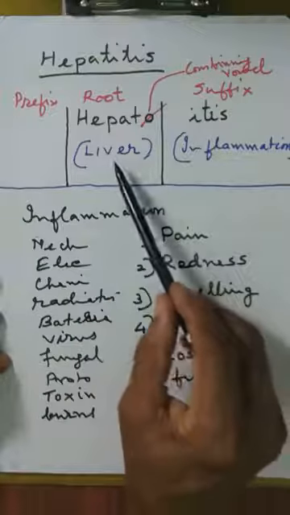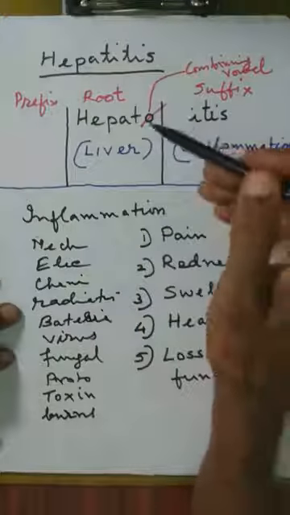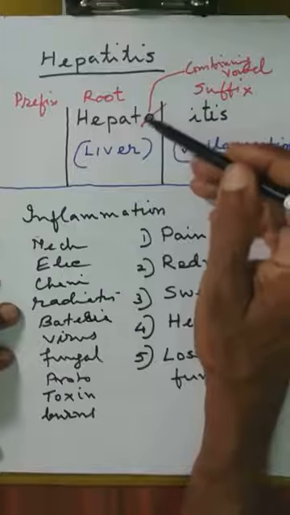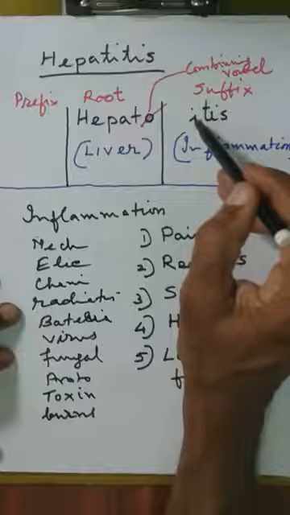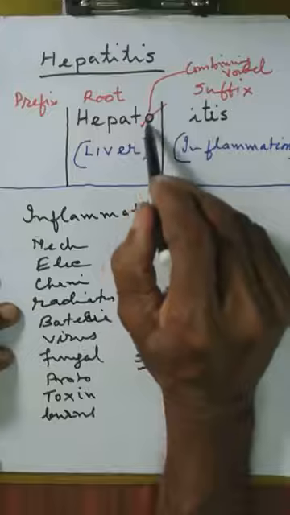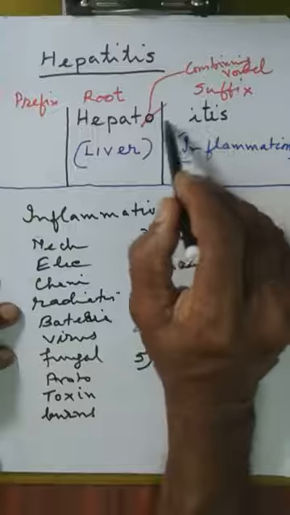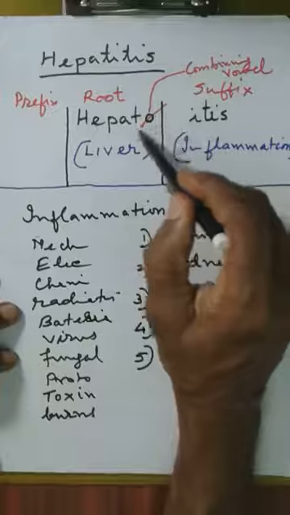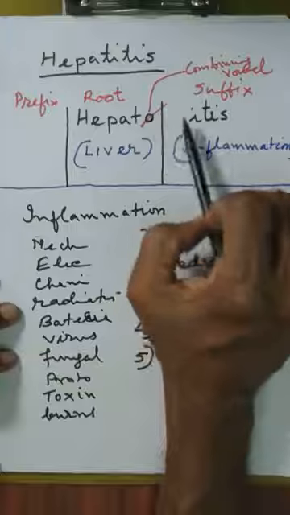The word for liver is hepato. But the combining vowel O will be cancelled because it is going to join with I, another vowel, in the suffix. A vowel in a root and another vowel in a suffix will not go together. So O will be cancelled. The balance will be hepatitis.